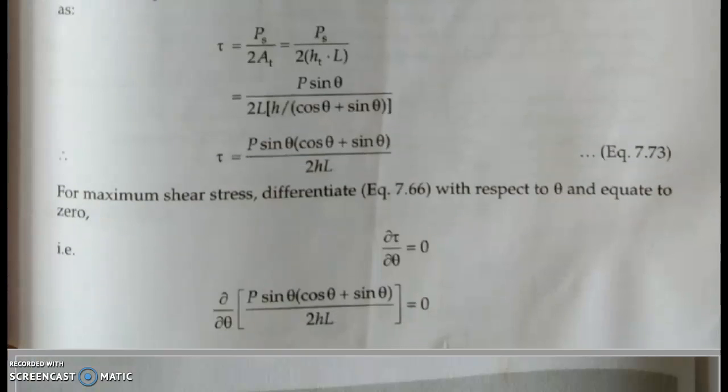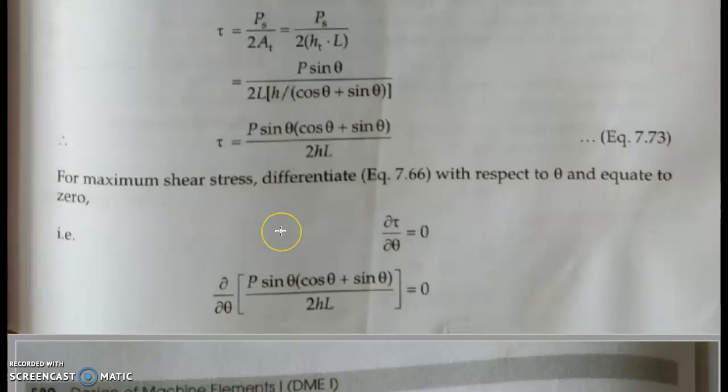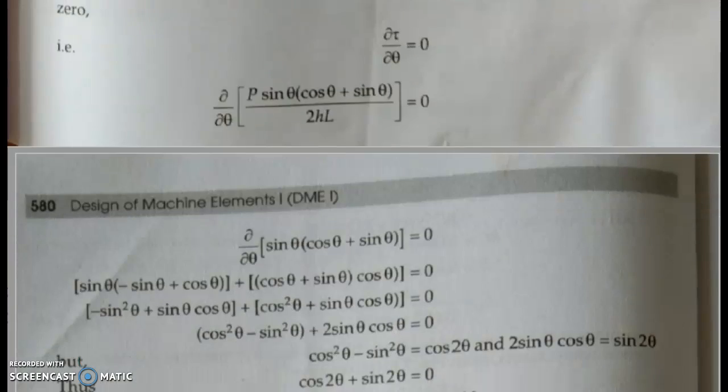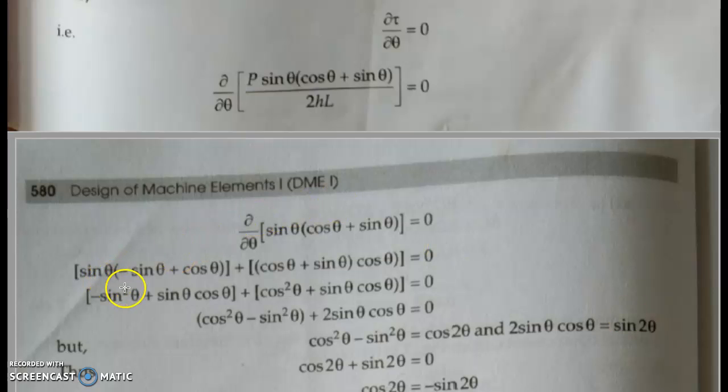Now we can find the maximum value. For a maximum value, we have to differentiate that shear stress equation with respect to theta. Then that equation will become sin theta into (minus sin theta plus cos theta) plus (sin theta plus cos theta) into cos theta. And we can simplify that equation: minus sin square theta plus sin theta cos theta plus cos square theta plus sin theta cos theta. So we can write this as cos square theta minus sin square theta plus 2 sin theta cos theta.